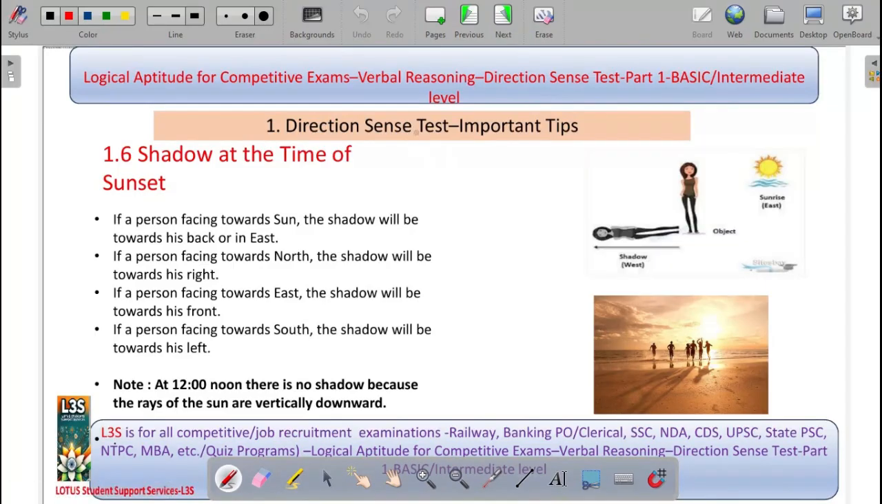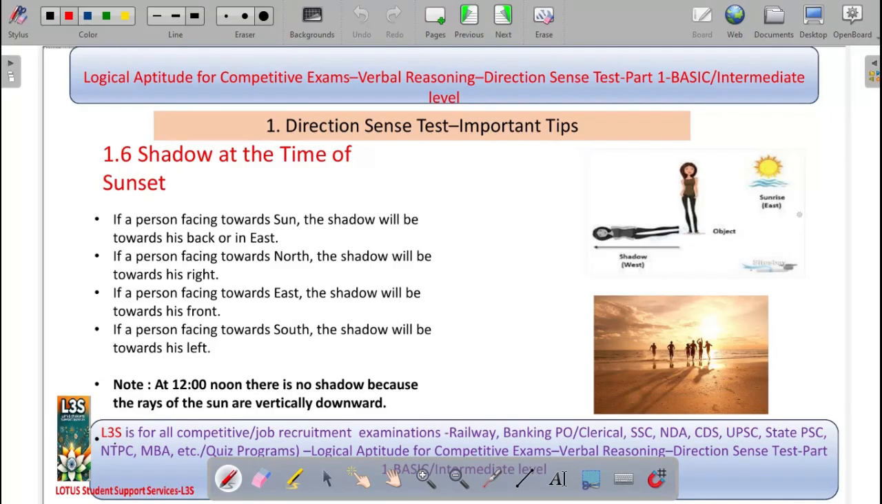Shadow at the time of sunset. If a person is facing towards the sun, the shadow will be on his back or east side, because the sun will be on the west side during sunset. So if he is facing towards the sun, the shadow will be towards his back, that is, towards the east side. Then if a person is facing towards north, the shadow will be towards his right.